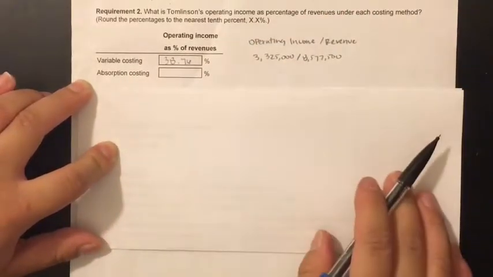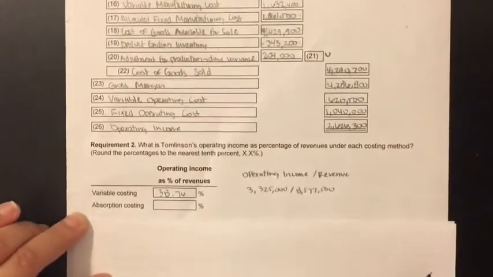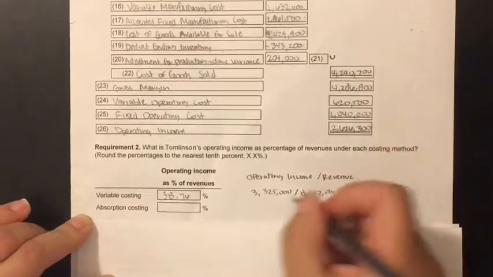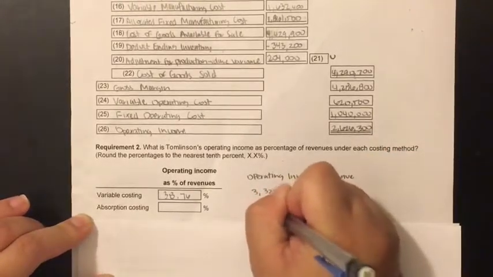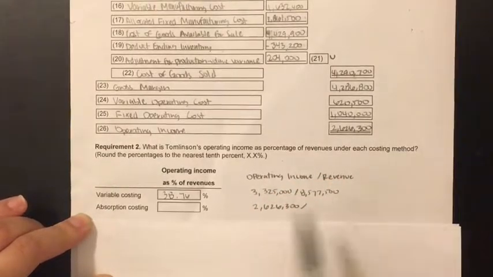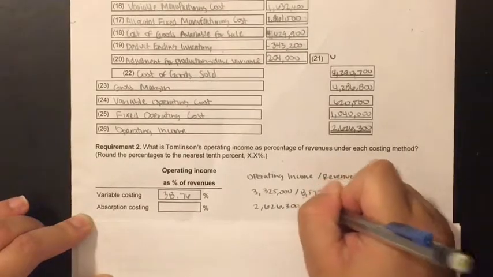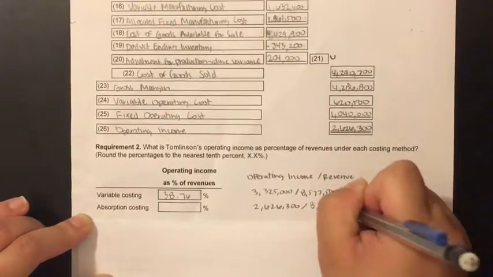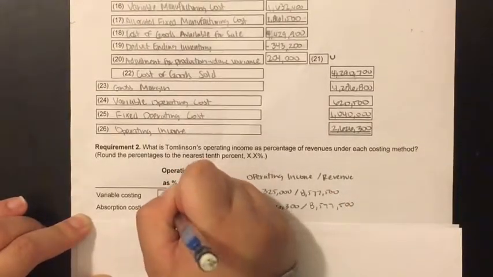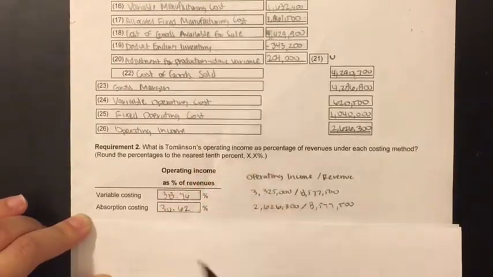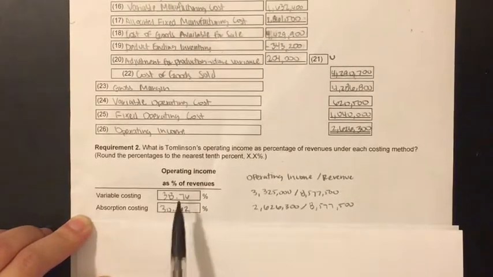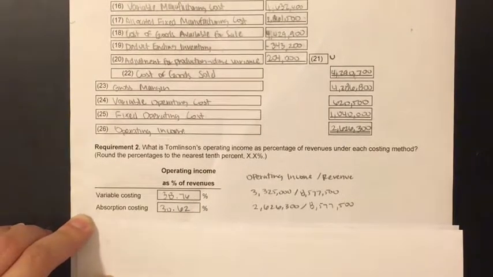Now for our absorption costing, our operating income was $2,626,300. And we're going to divide it by our revenue, which is the same as our variable costing, which is $8,577,500. And that's going to give us 30.62% for our absorption costing. And that is how you find our operating income as a percentage of revenues.